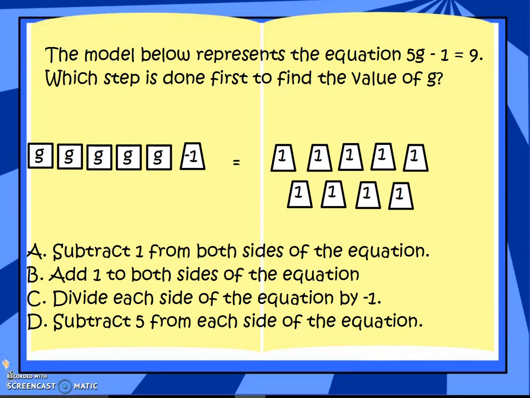All right, the model below represents the equation 5g minus 1 equals 9. Which step is done first? Well, we have to get rid of minus 1. So we are going to add 1 to both sides of the equation.